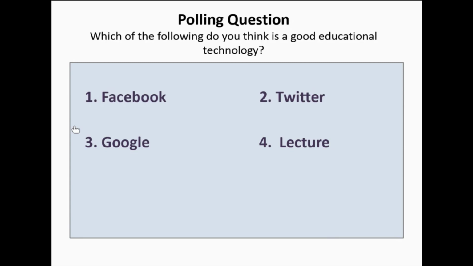Go ahead and select your response. Okay, looks like everybody selected the same exact thing, and that would be number 3, Google. You can go ahead and clear your screen of that if it's still there. I agree that Google is probably our most advantageous technology, but there's so many ways to use other things as well.